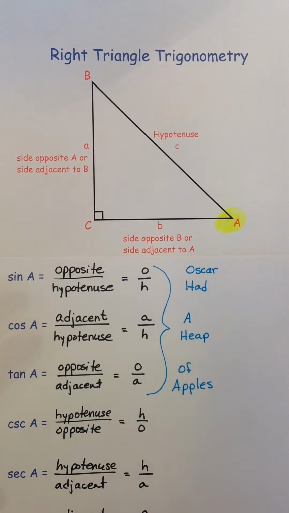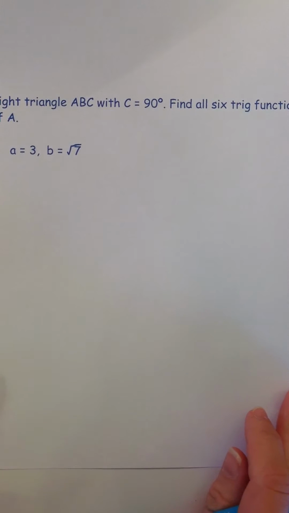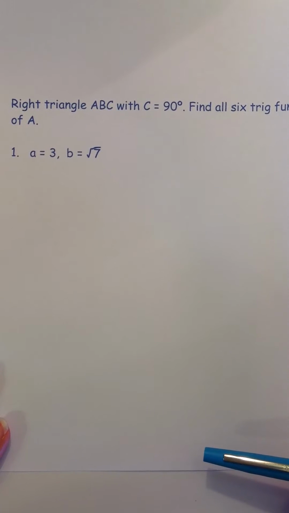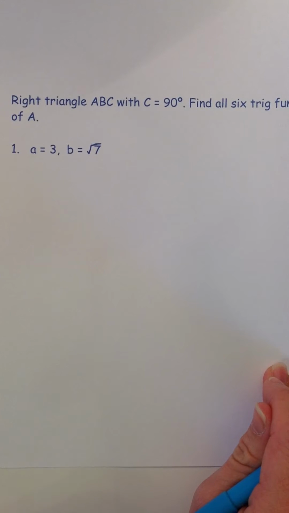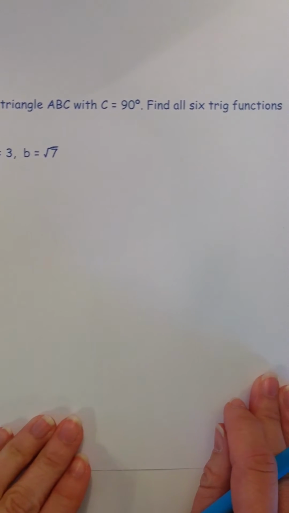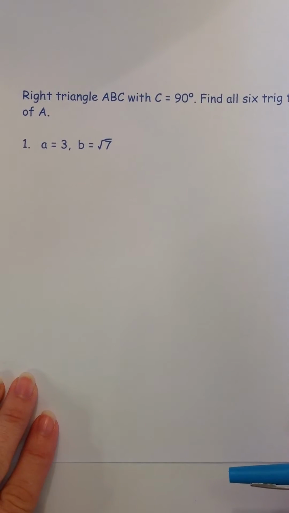All right, so now we're going to look at a couple of examples using this information. Okay, so here's the first one. The instructions are that you have right triangle ABC, and they're telling you that C is your 90-degree angle. That's going to be your right angle. The part that you can't see there, I'll scoot it over. It just says to find all six of your trig functions of angle A.